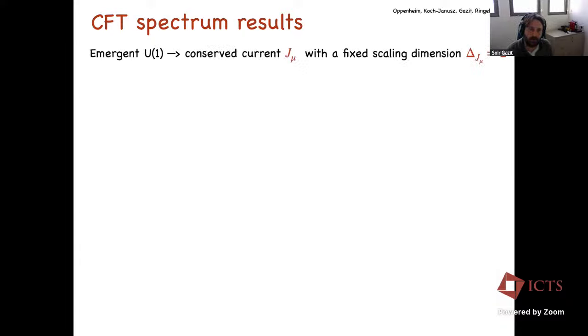The main thing we'd like to examine is whether we have an emergent U1 symmetry. We know that U1 is a continuous symmetry, so we expect to see a conserved current. The key property of a conserved current is that it has a fixed scaling dimension, fixed by symmetry, and since we work in 3 dimensions, it is d minus 1, which is 2. So we want to see an operator with dimension 2.